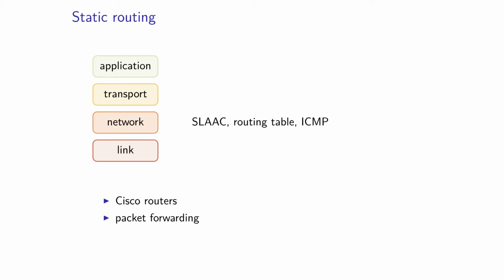In the second lab, we will talk about static routing. This means now we go up to the network layer and set up routes so that different hosts can talk to each other and can also forward messages on behalf of others. You will be introduced to the Cisco routers in our lab setup, and you will also do basic packet forwarding.